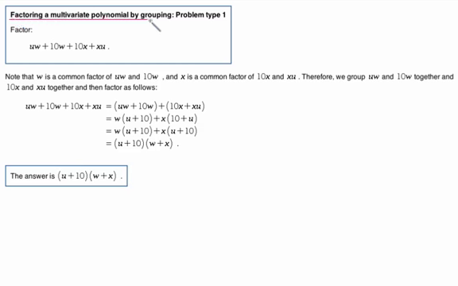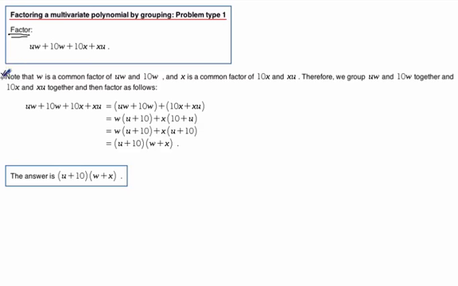Let's look here at factoring a multivariate polynomial by grouping. And we'll start with problem type 1. So here we've got the common instruction factor, but this looks really kind of weird. It's like, wait, there's no squared things in there. Something's not right. But actually there is. This is just a new type of problem.